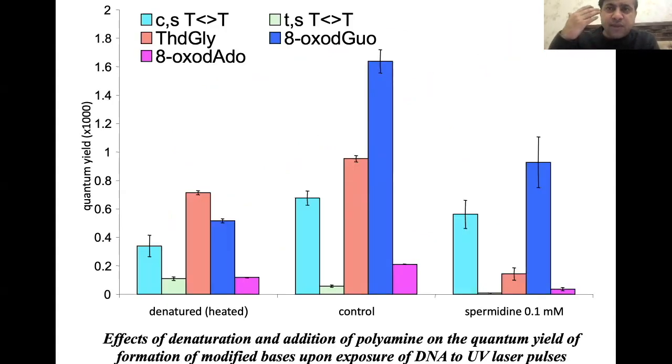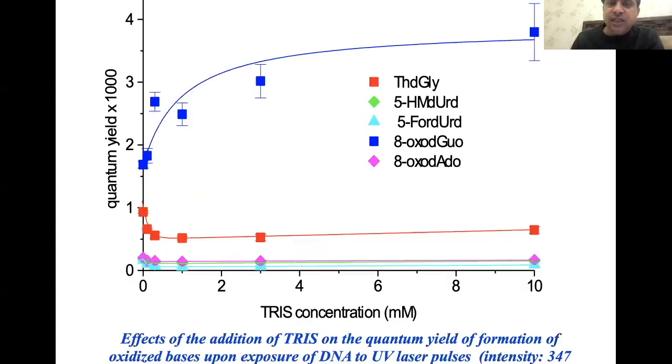Again, there was a group who studied the effect of denaturation and addition of polyamine on the quantum yield of formation of modified bases upon exposure of DNA to UV lasers. What they understood is that for 8-oxo-guanidine and thymine glycol, the quantum yield values are not much affected by denaturation or by spermidine. So we see that they are not much changing. They are very much there, and the controlling factors are very few. So they are the most sensitive and can be used as biomarkers for DNA damage.